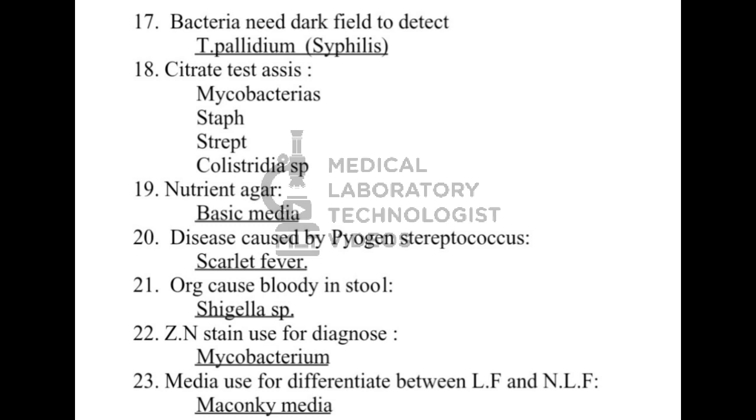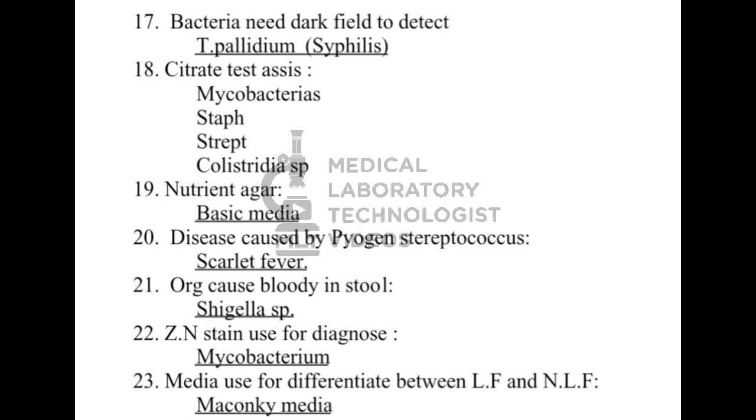Next question is nutrient agar. If anyone will ask you to give an example of nutrient agar, the answer is basic media. Next question is disease caused by Streptococcus pyogenes. The answer is scarlet fever. Already we discussed. Organism causing bloody stool is mostly Shigella species.